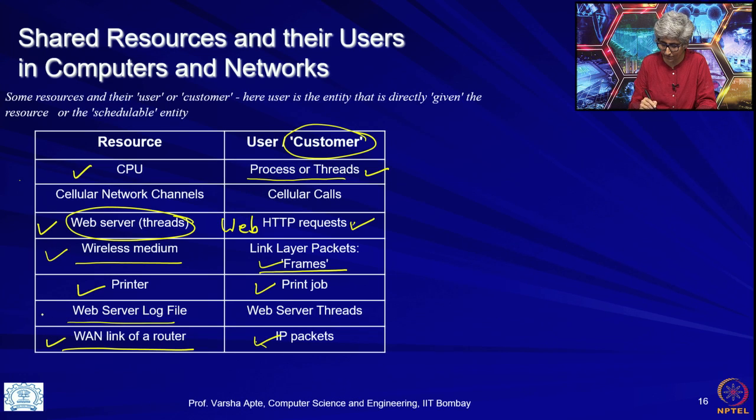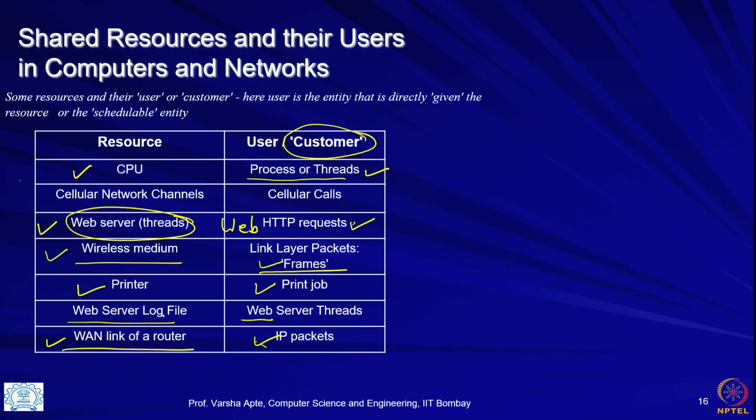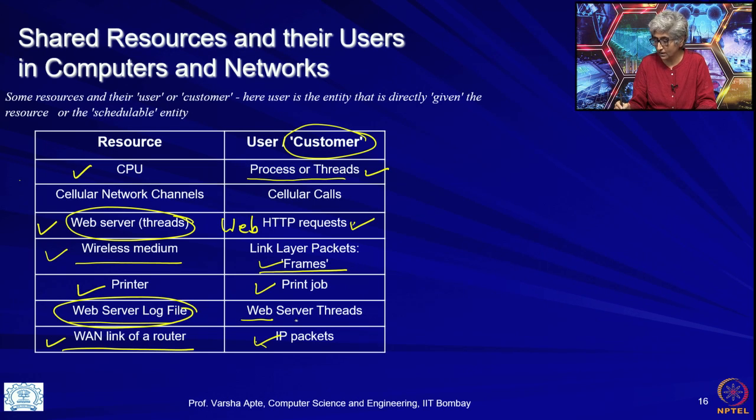This is another interesting example where web server threads again become customers for a log file. Many times server processes write something to a log file, like what time did the request come, how long did it take, what type of request it was. So when it does that, all the threads have to use a common log file. Then this log file is a resource. Because if another thread is writing to that log file, the other thread who also wants to write to that log file has to wait. So there is actually a queue of threads waiting to write to the log file, okay.